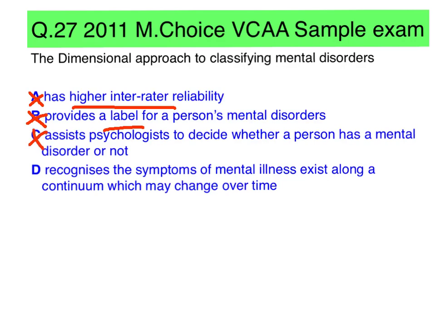Recognises the symptoms of mental illness along a continuum, which may change over time, so that's referring to the transitional aspect of the dimensional approach. So D is correct.